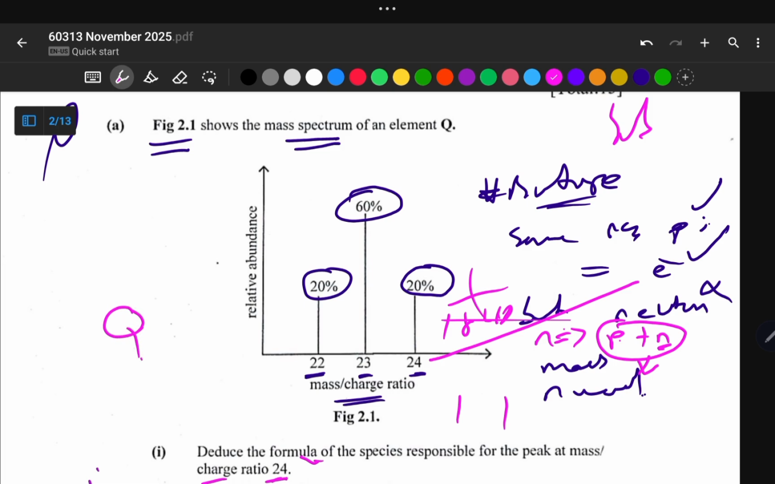So you must know the mass spectrometer. They're going to be vaporized. We're going to be ionized. We're going to have deflection, acceleration. You should know the mass spectrometer. You must know the steps of the mass spectrometer, right?